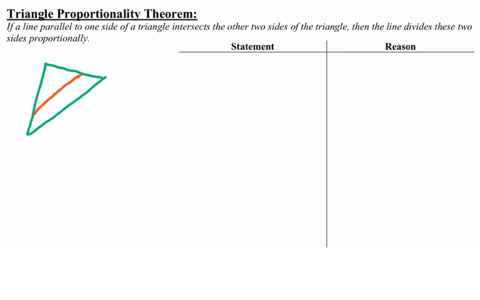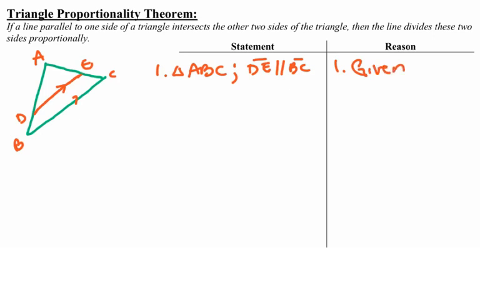and then I'm going to draw a line that is intersecting the two sides. And the part of the theorem, it says if a line parallel to one side of a triangle intersects the other two sides, then I'm saying part of my given is that it's parallel. Okay, so I'm going to label my triangle ABC, and we're also going to need to label that, and we're going to say DE is parallel to BC, and so that's given, that's part of the given in the theorem.